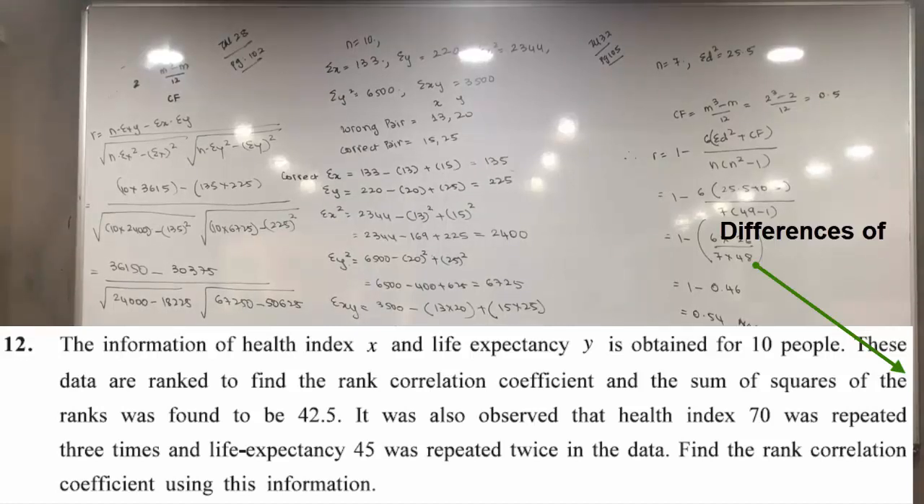It was also observed that health index 70 was repeated 3 times. So first, 70 comes 3 times. You understood this? And life expectancy 45 was repeated twice. Can you find out CF? Yes. And find out R? Okay, please do it on your own.